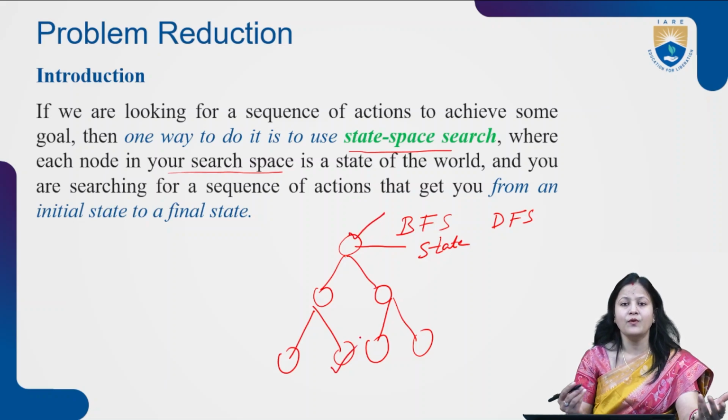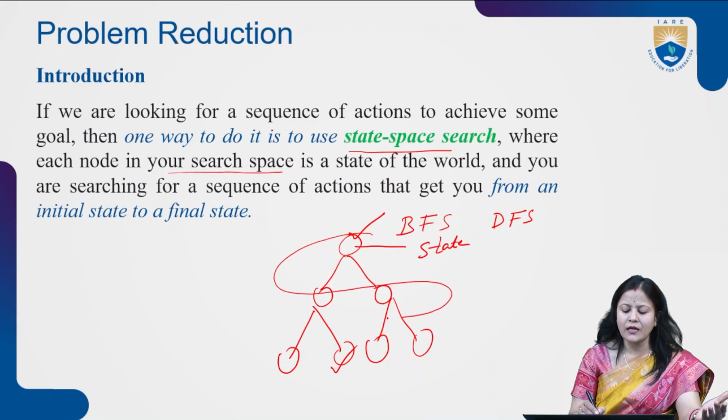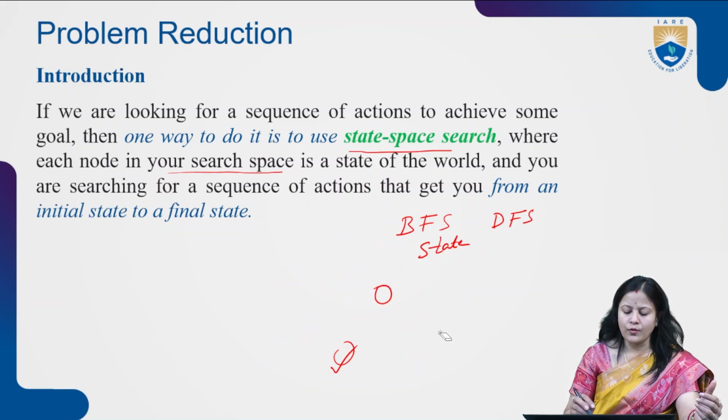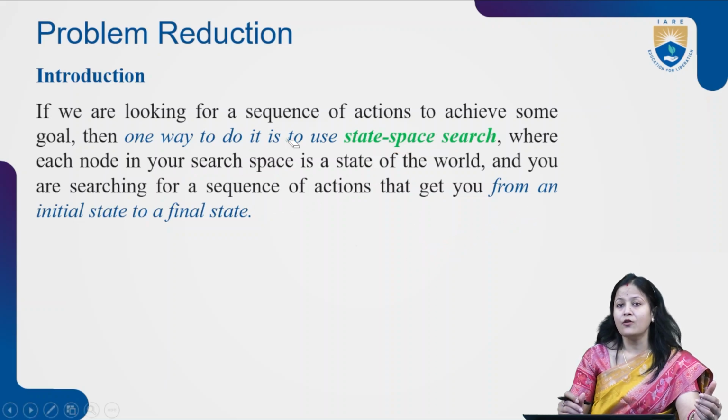The goal state can be any state. Different algorithms exist, like breadth first search. Breadth first search searches to its complete depth, then backtracks and moves on. So different techniques are used to explore the path starting from the initial node to the goal node. But in problem reduction, we will not do that.